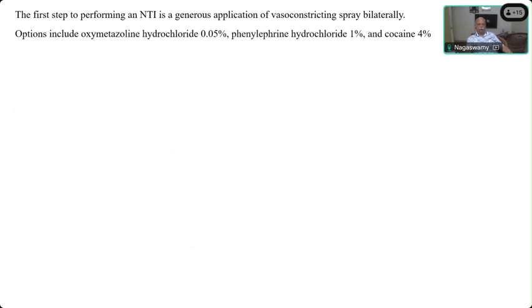Then the first step in performing is the application of the vasoconstrictor spray bilaterally. Even for general anesthesia, you have to do this so that you will avoid any bleeding. Then options include, these are the drugs which you can use, and you can use sometimes cocaine also. Cocaine was a drug which was used in the earlier days. What are the advantages of using 4% cocaine? Sometimes in your practical exams, this may be asked. What are the advantages of using cocaine for nasal intubation compared to lignocaine?